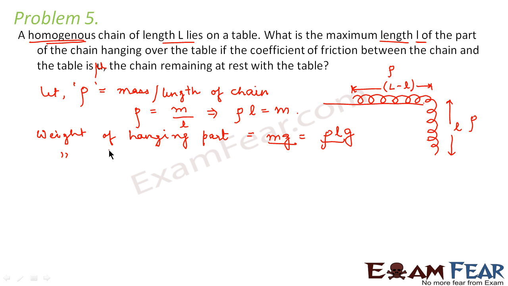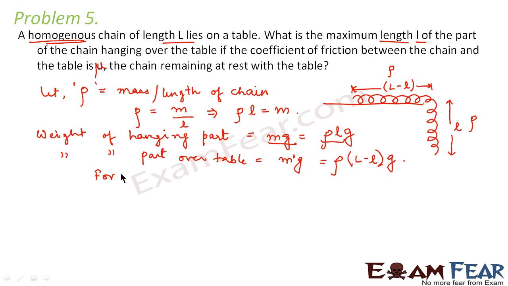Now similarly, we'll calculate the weight of the part which is lying over the table. For this part, the weight will again be m dash g. So what will be the mass of this part? It would be rho into the length of this part, capital L minus small l, into g. So we calculated the weights of both the hanging part as well as the part over the table.